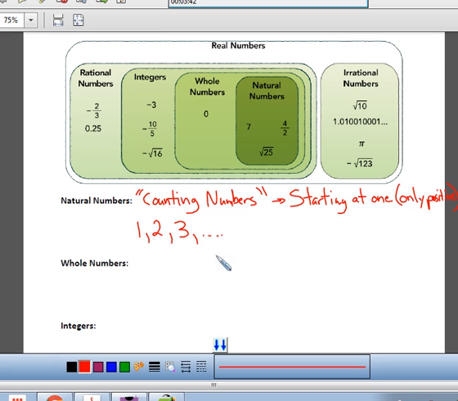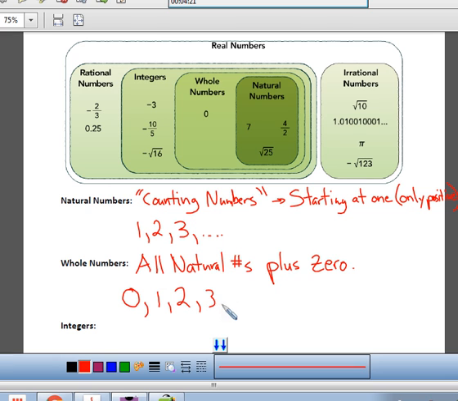Whole numbers include all natural numbers, plus 0. So the concept of 0, or nothing, is introduced after someone understands counting numbers. And basically, then our counting can begin with 0, 1, 2, 3, dot, dot, dot, because it keeps on going.